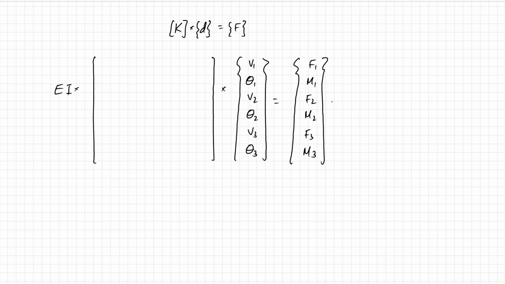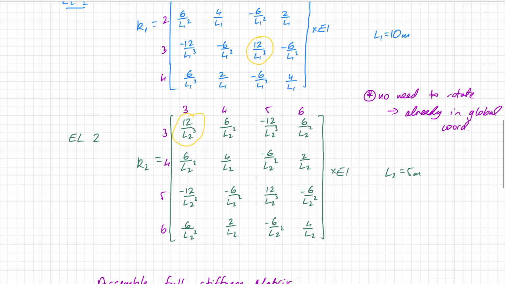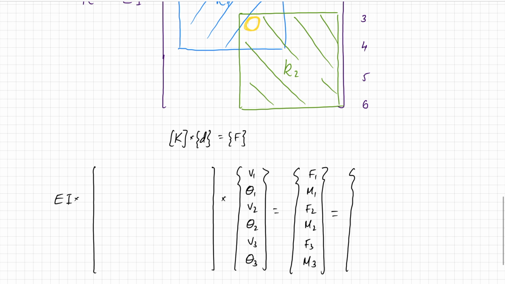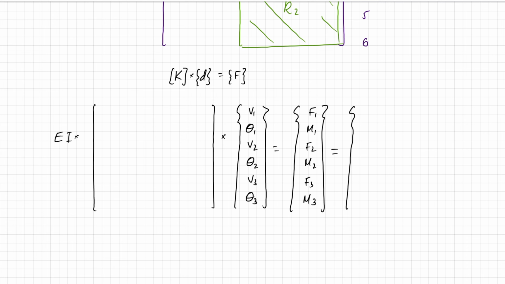Now we do know the force vector because this is all the external loads, and actually if we go back up to our beam, we can see that only at the location of degree of freedom 5 or F3 we have a force, and that is 10 in the negative direction, so it's minus 10. So really what we have is zeros apart from here where we have minus 10. So just fill those up. And that is our external force vector. Let's just add also the degrees of freedom here. So 1, 2, 3, 4, 5, and 6.